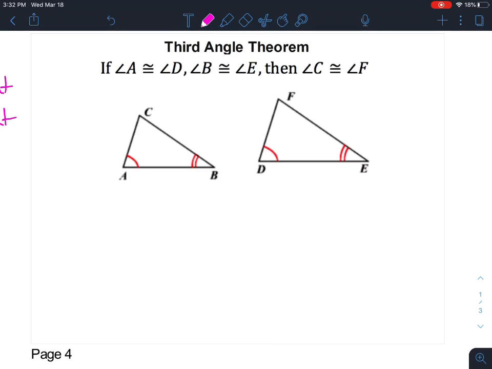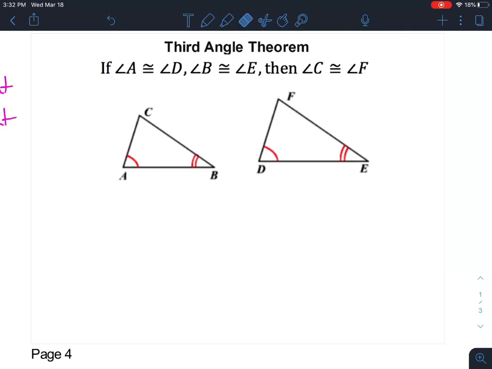Okay, now that we've done that, we're going to get into the information that is necessary for our proofs. The third angle theorem is going to lead into the postulate that I mentioned earlier. In a triangle, if we can show that we have two pairs of angles that are congruent to each other, that requires the third set of angles to be congruent as well.